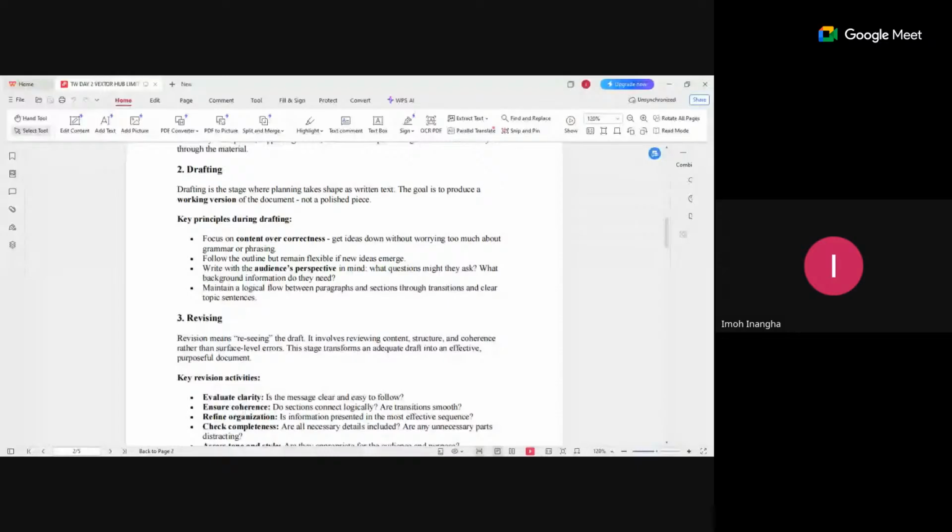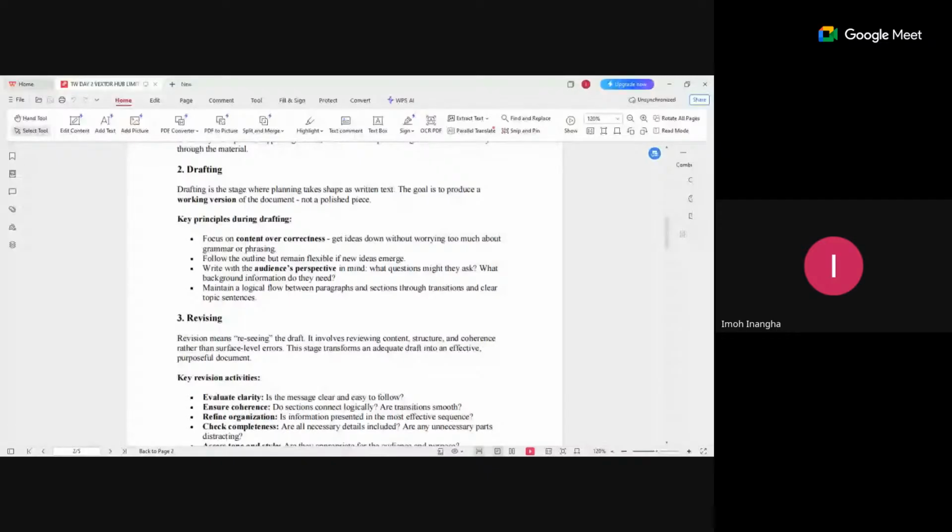Revising means re-seeing the drafts. It involves reviewing content, structure, and coherence rather than surface-level errors. This stage transforms an adequate draft into an effective purposeful document. Take note, this revising stage is not where you get the polished piece. This is just a stage where you go through everything you put down and try to see how you can structure it in a way that will make more sense.